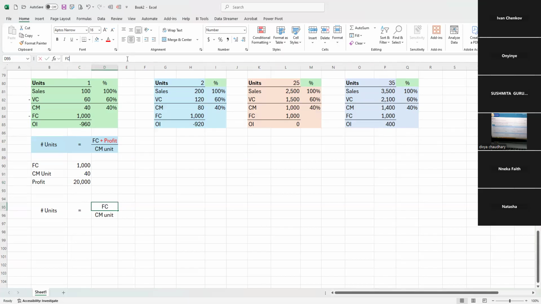Yes. So let's add here the profit and let's modify it. So where are we going now?